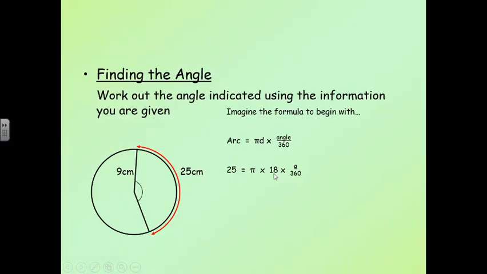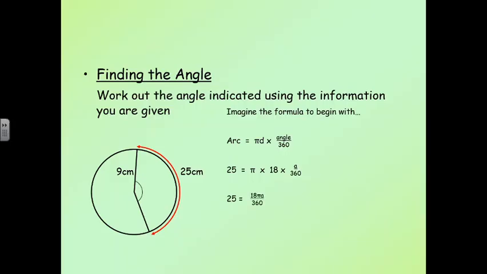Now how did I get 18? Well, I know my radius was 9, so if I double my radius to go all the way across, 9 plus 9 is 18. So my diameter becomes 18, and my angle, I just called it A. You can call it X. It's just an unknown, so whatever letter. It's all over 360.